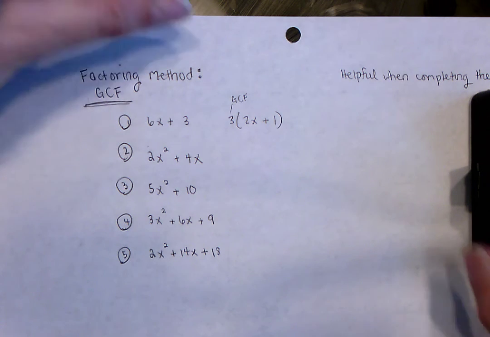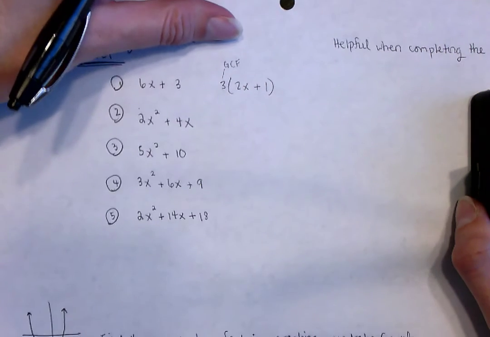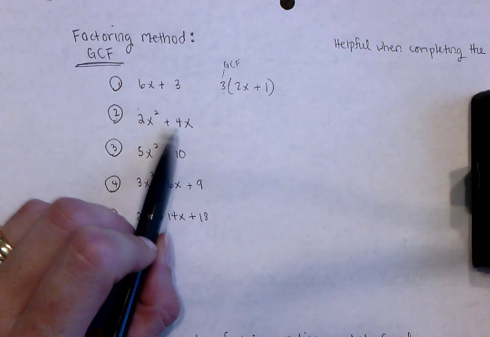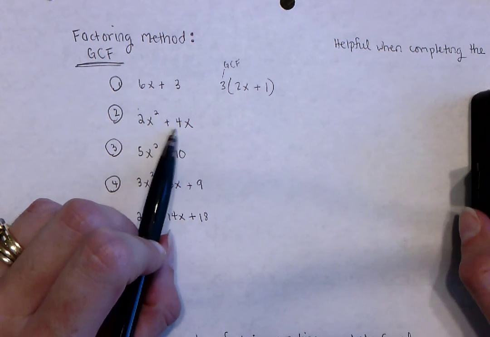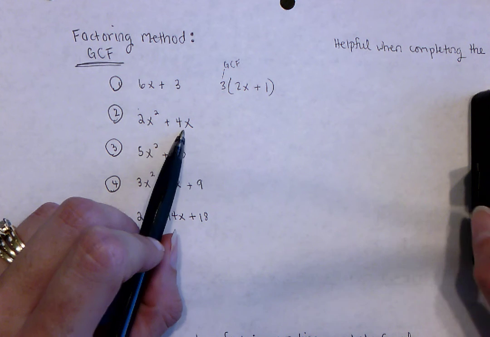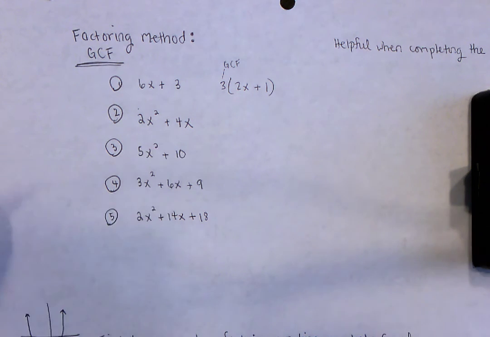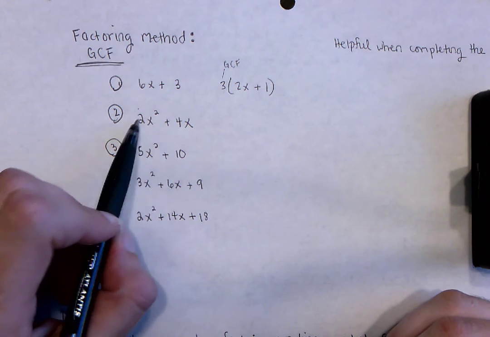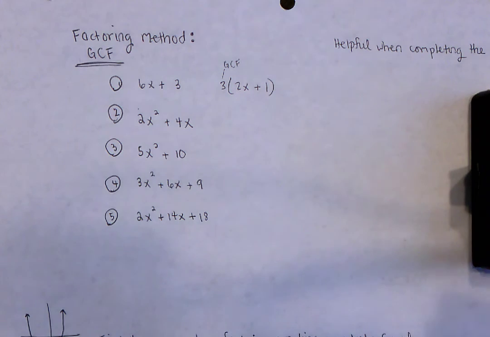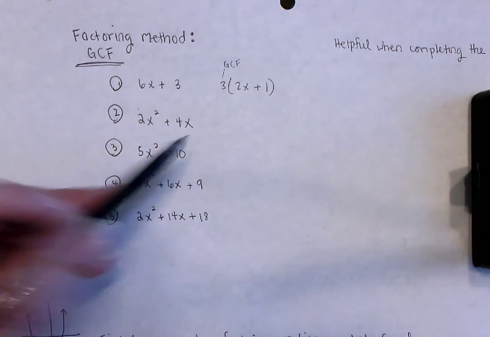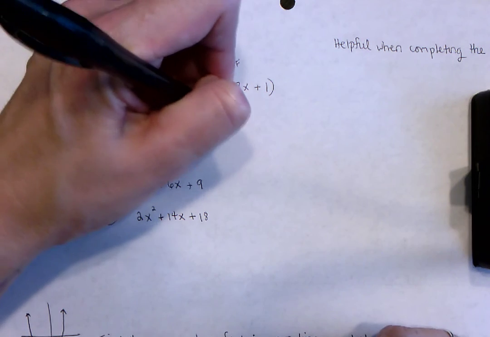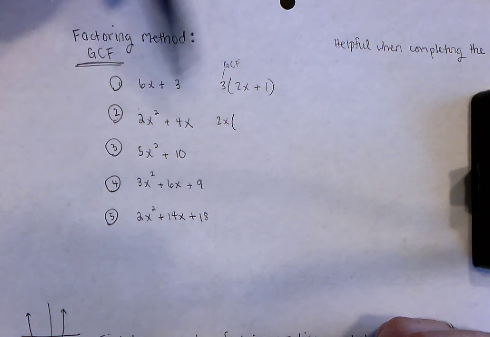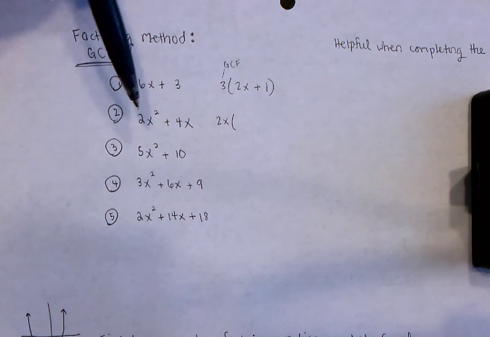Okay. Next one might be a little different. There's still 2 terms, but notice they also have an x in common. So that's also going to come out. So if I look at the 2 and the 4, I know 2 goes into both of those, and I have an x in common. So I'm going to take out a 2 and an x. And then think about, maybe do it the division way.